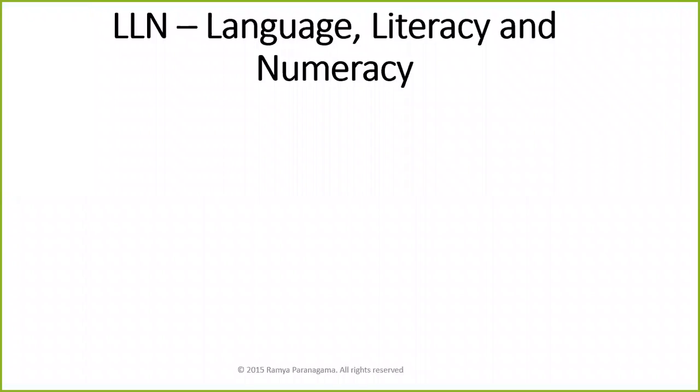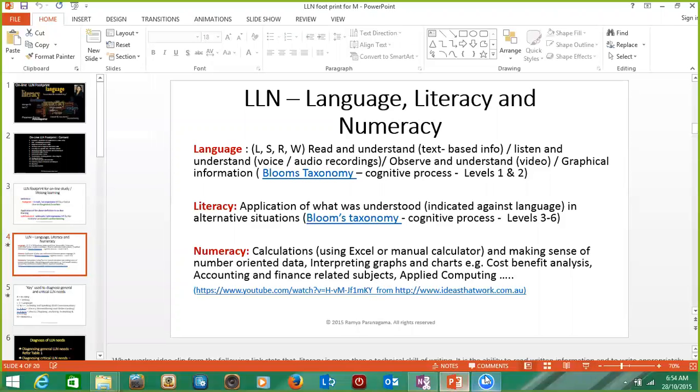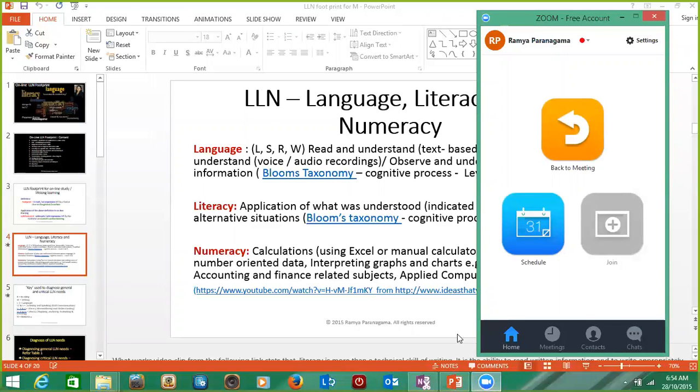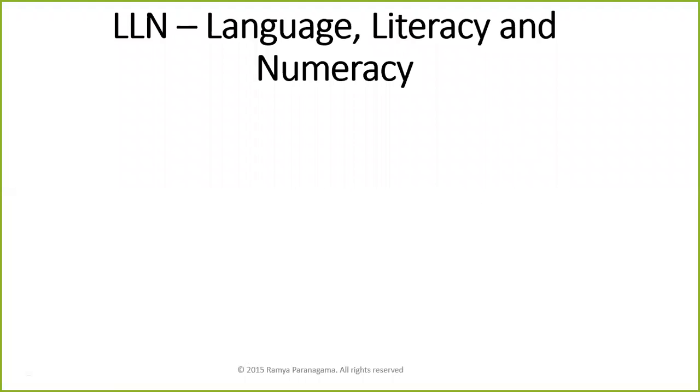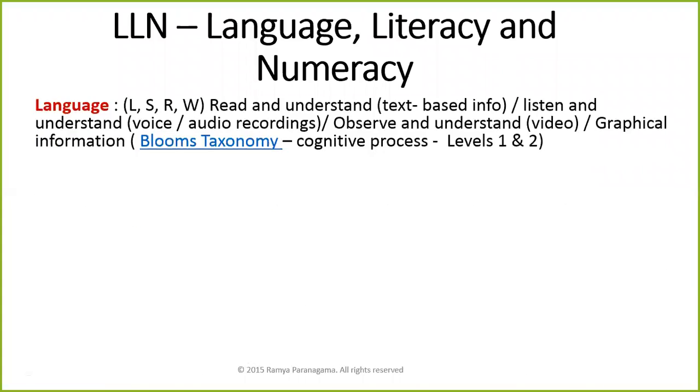So that video explained clearly what is required. So we are going back to the elements now, one by one. So language, it says listening, speaking, reading, writing. But in this situation, we'll be looking at text-based information, that is listening and understanding, but by reading.